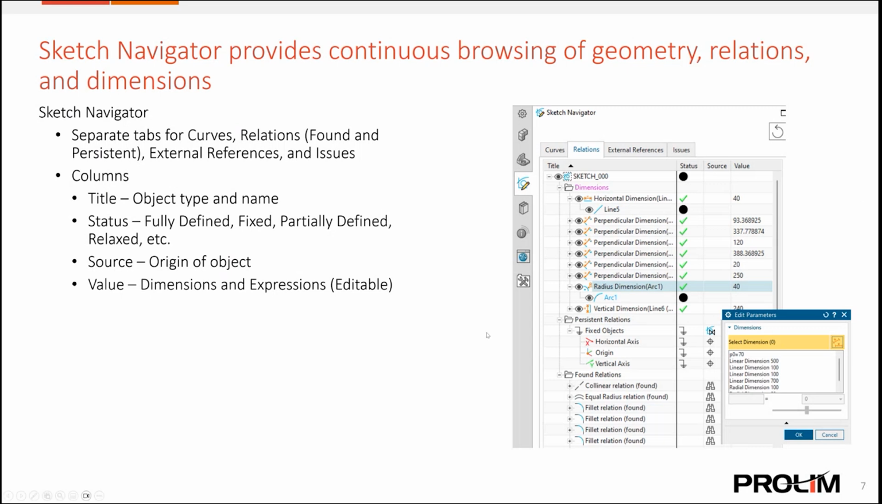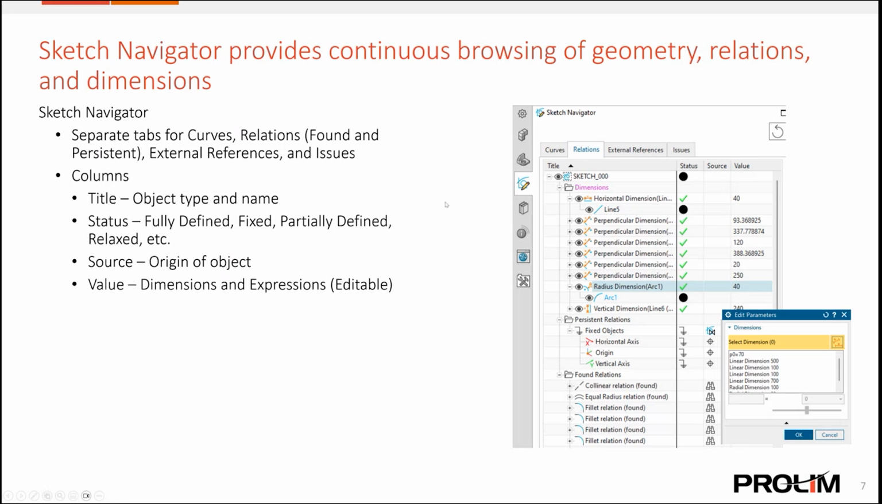It'll only be visible inside of a sketch, and it will be located right below your part family structure right there. So you have separate tabs for your curves, relations, which are both found in persistent, external references, and any issues that you may have, and those are your columns. We also have our title columns, our status columns, source, and value.